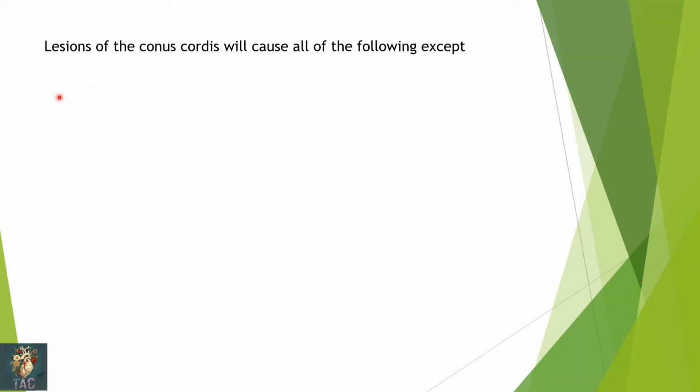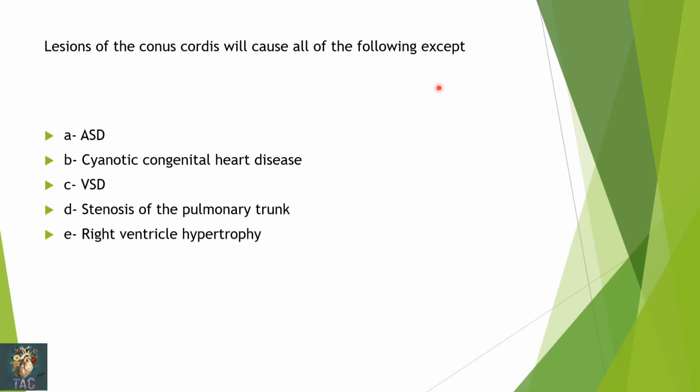Next is lesion of the conus cauda will cause all of the following except the atrial septal defects, the cyanotic congenital heart disease, ventricular septal defects, stenosis of pulmonary trunk, and right ventricular hypertrophy. So we all know the conus cauda is responsible for formation of the conotruncal septum and also separating the outflow tract, and it is also responsible for formation of the septum in between the ventricles. So these all four are due to the lesions of the conus cauda, but ASD is not because of the conus cauda.